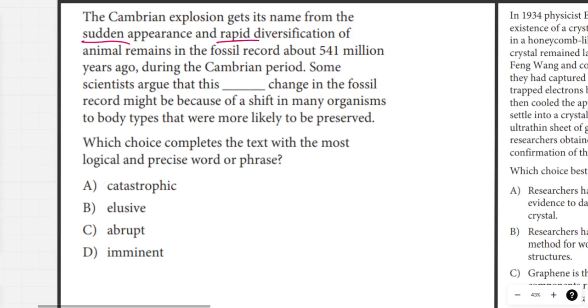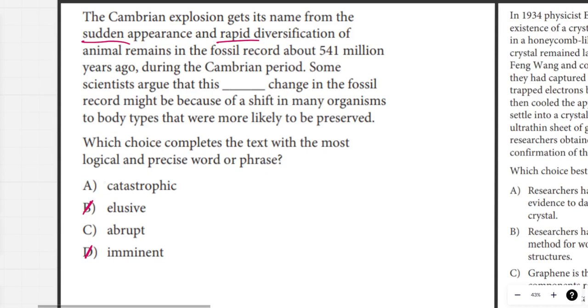Catastrophic could work, honestly, because we're talking about this Cambrian explosion. But let's keep reading on the answer choices. Elusive doesn't really seem to fit. Like it's not something that we're not sure about, or at least that's not the main focus. Imminent means it's about to happen.